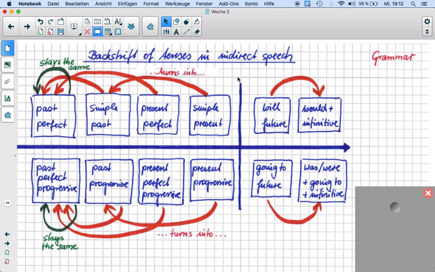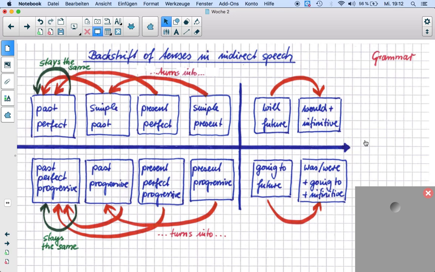So I thought this might be a good idea to remember how the tenses are changed. This is called backshift of tenses because we always shift the tenses back into the past. This is the timeline. So we are here, simple present or present progressive, and this is the past, this is the future.